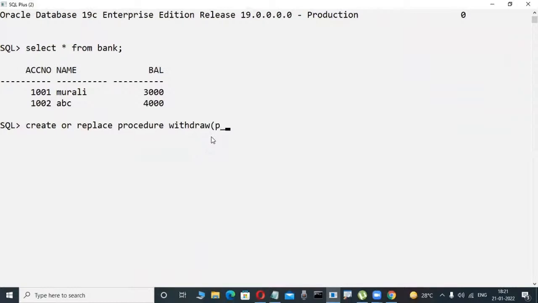Okay, fine. Account number I'm passing. Again, amount also I'm passing, only because I try to withdraw. The ATM card is there. And now here amount, I'm passing something. Okay, now some coding is there. I want to find out the balance.